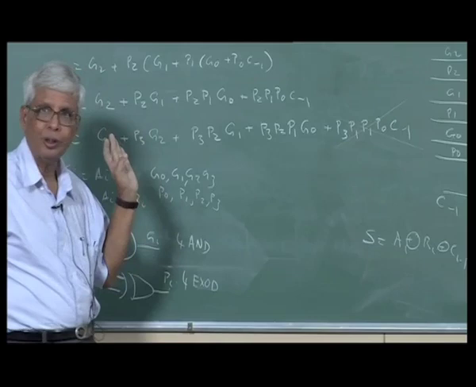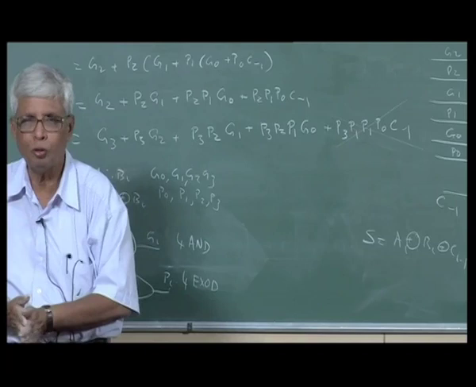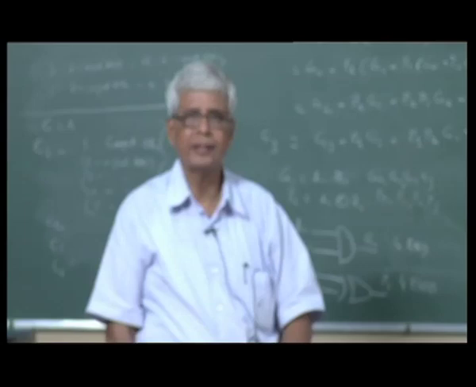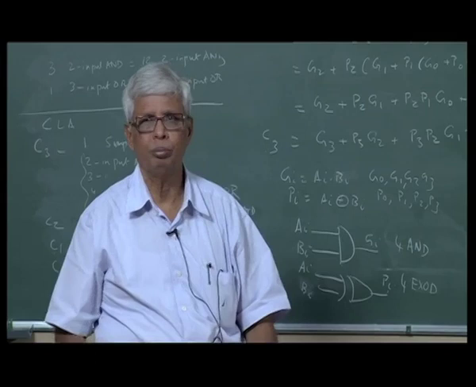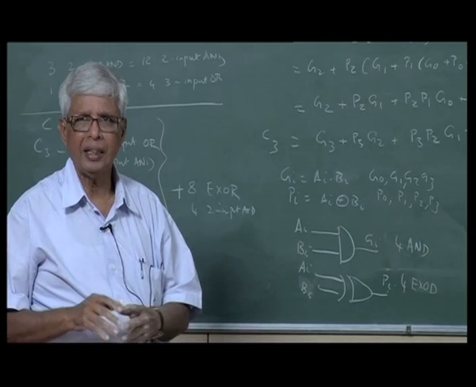There is a problem with all that. We don't want to use such large-input gates. We never use very large-input gates. We break them into smaller-input gates. Usually up to four they do. A four-bit CLA is very common. Beyond that, it's not common.